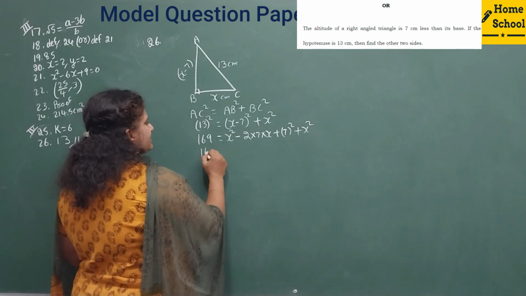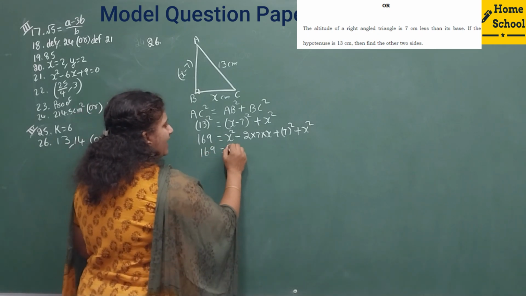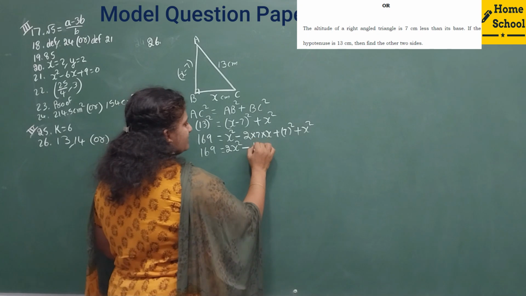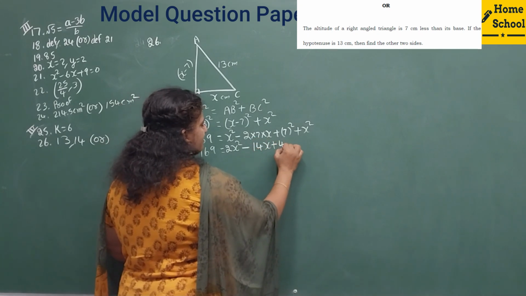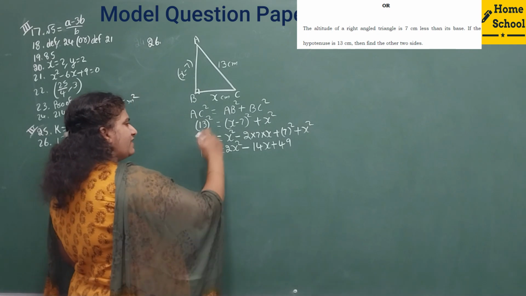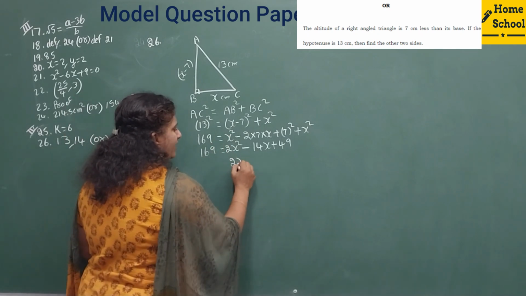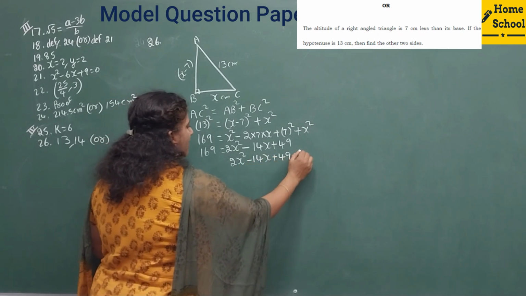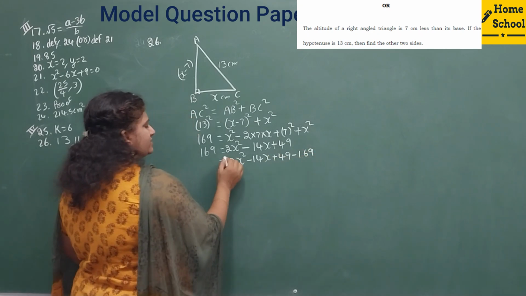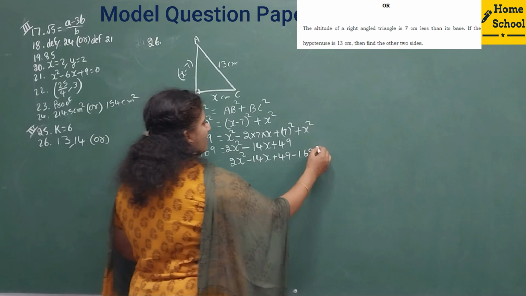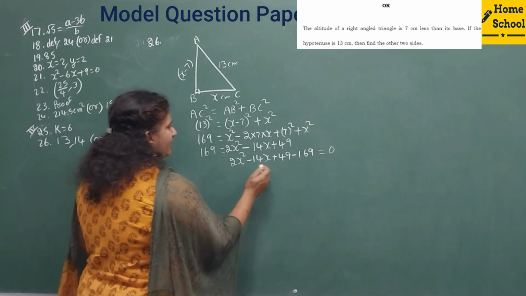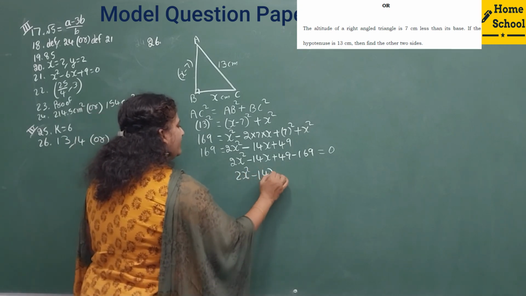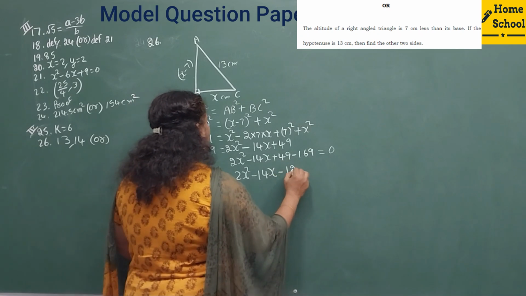That is 169 is equal to x square plus x square will be 2x square, minus 2 7s are 14x, plus 7 7s are 49. Bring this 169 to the other side: 2x square minus 14x plus 49 minus 169 equal to 0. Instead of writing this side, I am writing here equal to 0. At a time you can interchange. 2x square minus 14x minus 120.